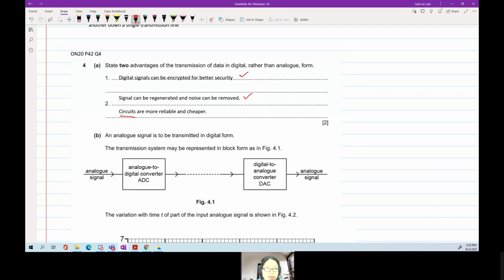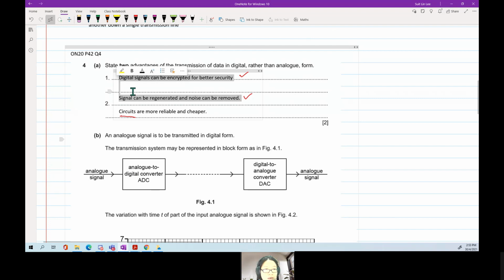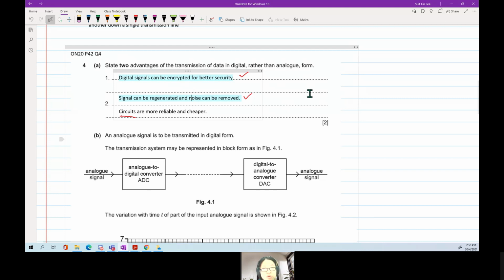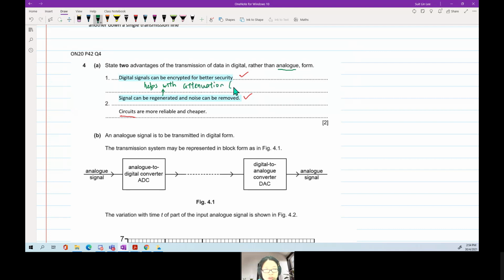Okay, so we can encrypt the signal, the signal can be regenerated, and noise can be removed. The reason why we don't use analog is because analog will pick up noise. So regenerated helps overcome attenuation. Hopefully you know what attenuation is. Attenuation is the power loss or loss in wave power as the signal travels in the medium. Don't forget your signal is still electromagnetic radiation, which is a wave. Travels in a medium.